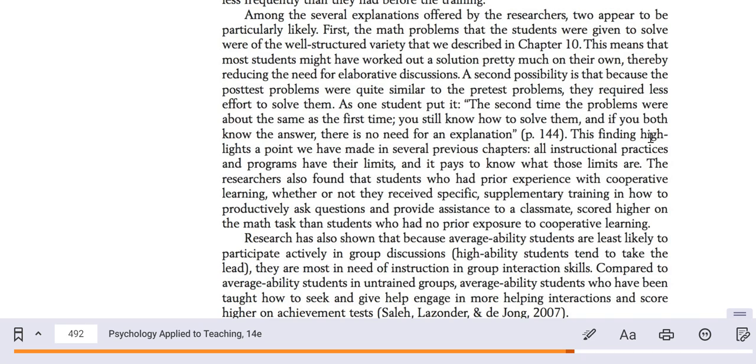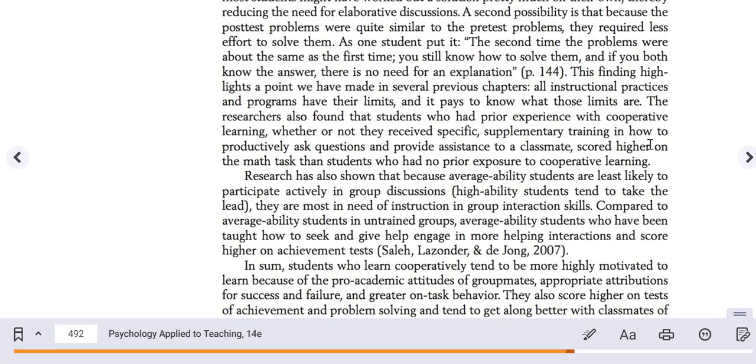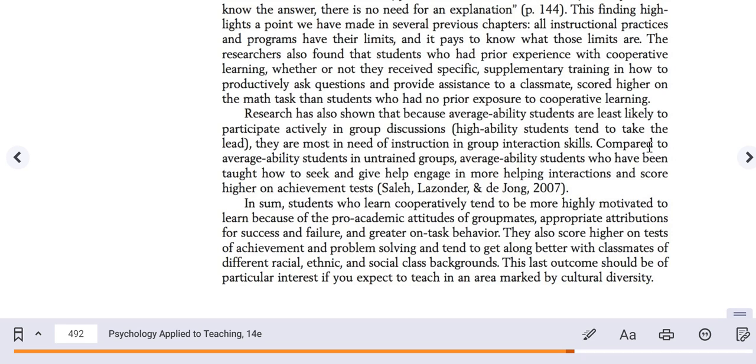The researchers also found that students who had prior experience in cooperative learning, whether or not they received specific supplementary training in how to productively ask questions and provide assistance, scored higher on the math task than students who had no prior exposure to cooperative learning. Research has also shown that because average ability students are least likely to participate actively in group discussions, they are most in need of instruction in group interaction skills. High ability students tend to take the lead.